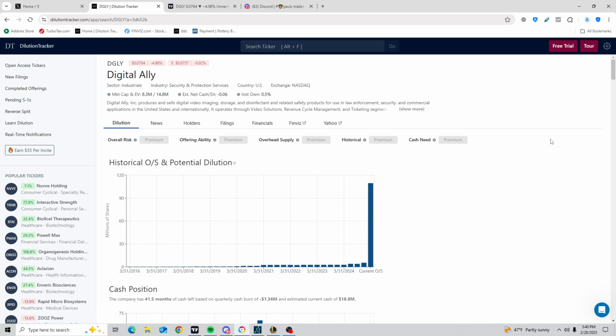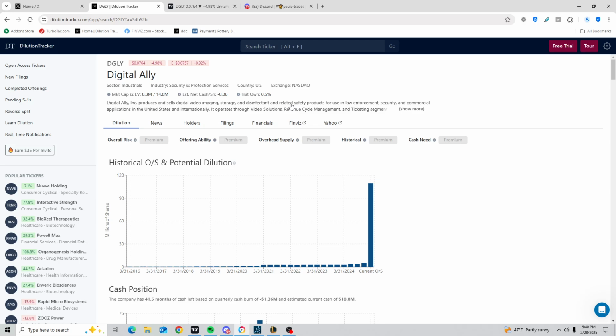So the swing that I'm in, and this is the largest penny position that I'm in currently right now, is DGLY. I'm going to go through a couple of things as to what I look for in a penny when I swing it.